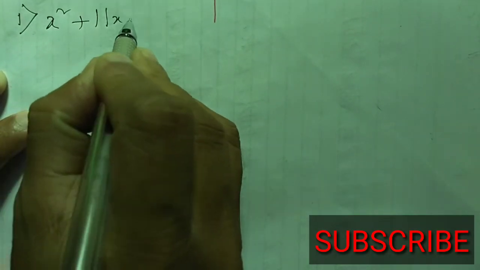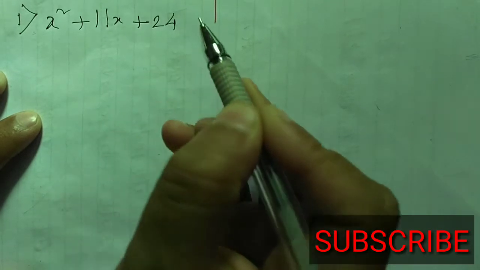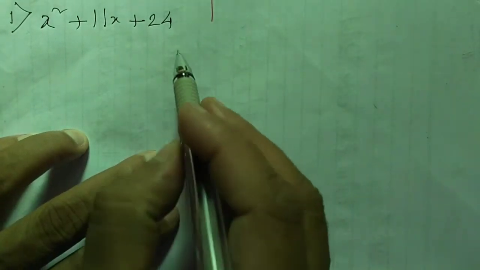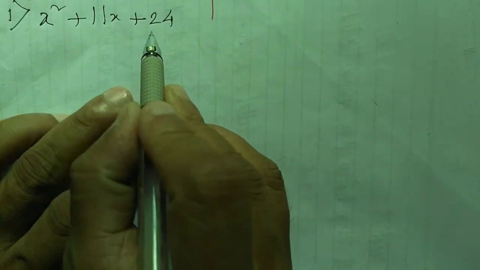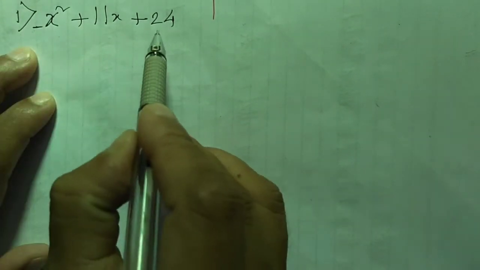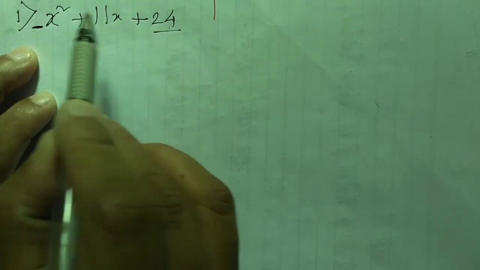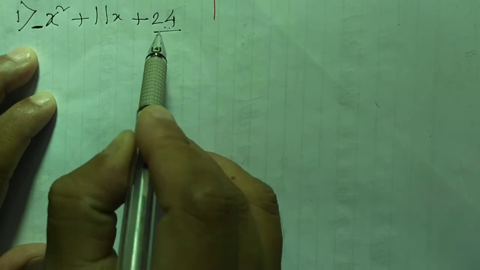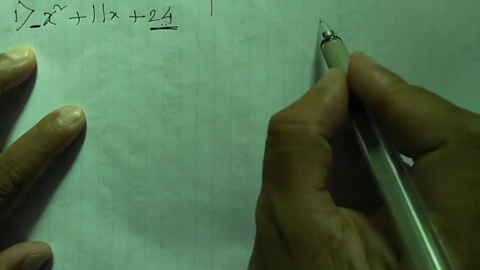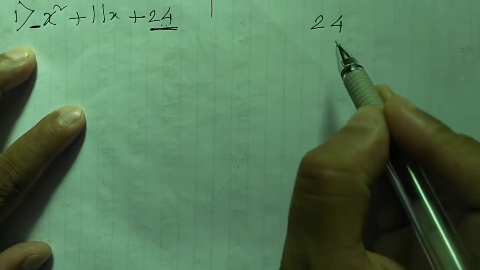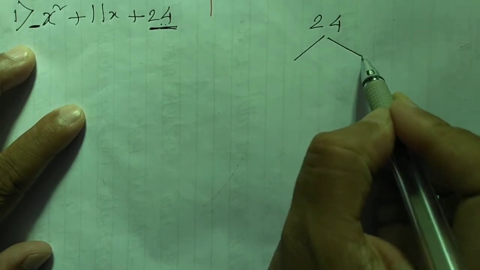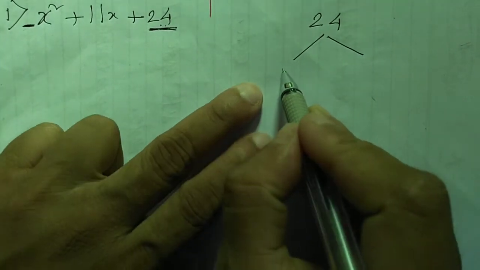Question number 1. X squared plus 11x plus 24. Fine. We have to multiply this number and 24. But there is no number, so you don't have to multiply this. Only 24 is the number. So we have to split 24. If you are splitting 24, what are we getting?